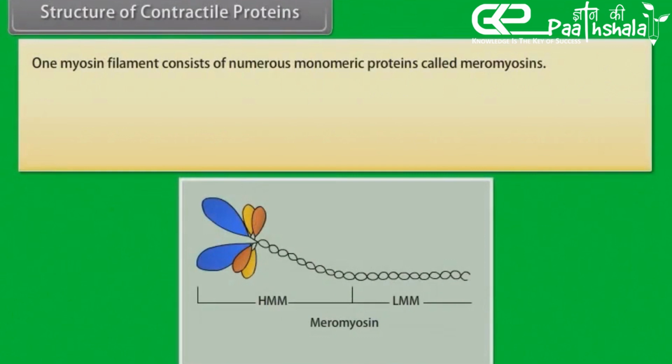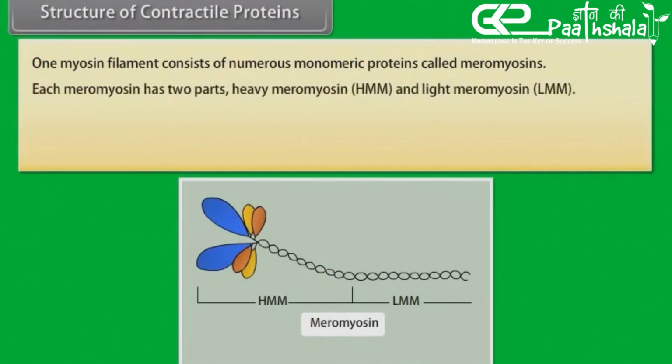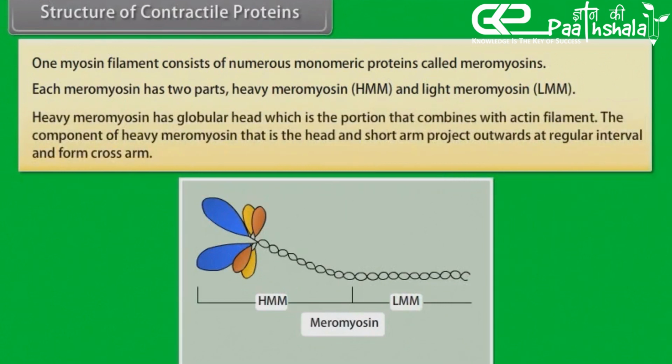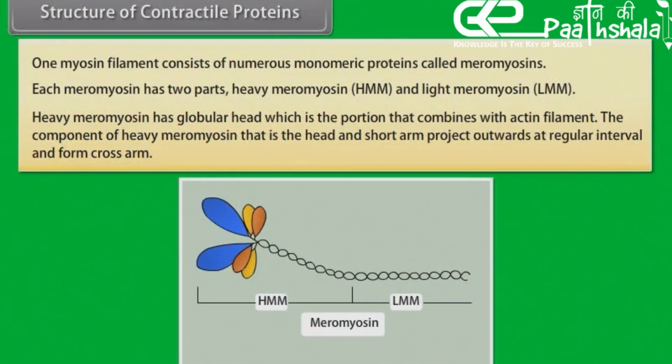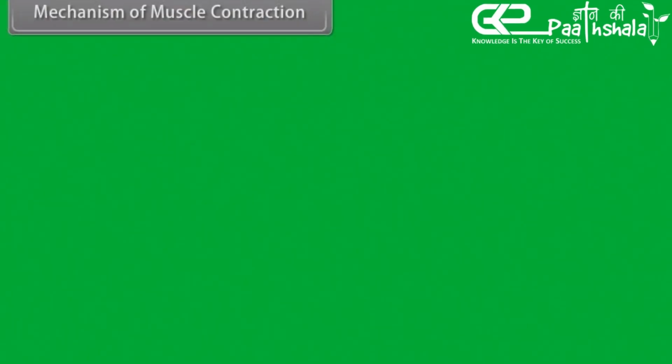One myosin filament consists of numerous monomeric proteins called meromyosins. Each meromyosin has two parts, heavy meromyosin HMM and light meromyosin LMM. Heavy meromyosin has globular head, which is the portion that combines with actin filament. The component of heavy meromyosin, that is the head and short arm, project outwards at regular intervals and form cross arm. Mechanism of muscle contraction.